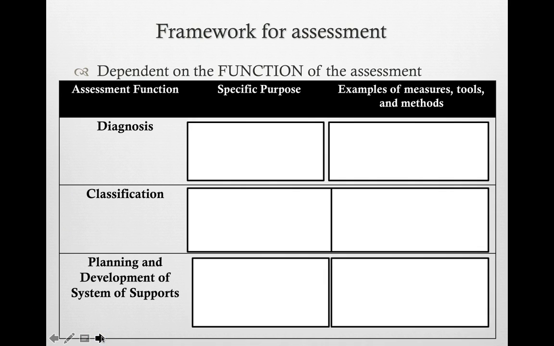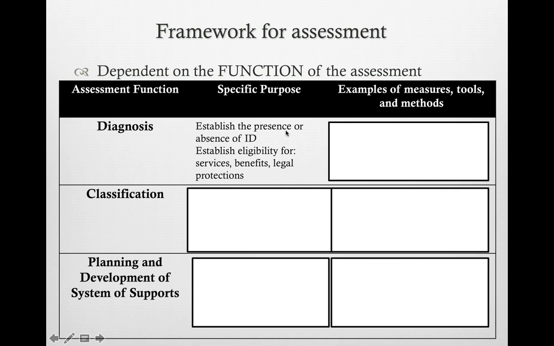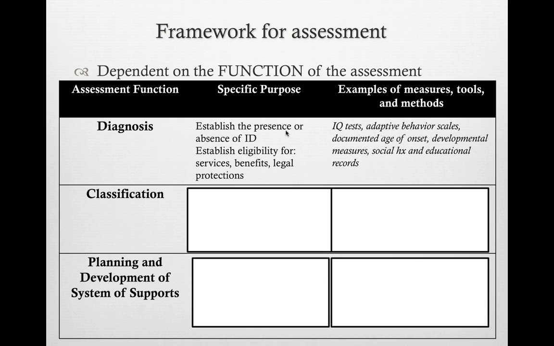All right, so looking at our framework for assessment, we really want to, again, have a good understanding of the function or the reason why we're doing our assessment, so we know what tools and measures and methods we might use. So again, the first function is diagnosis, and that's to say whether or not somebody, yes, does have the disability or doesn't. And then that is the first step when we're determining eligibility for services, benefits, or legal protections. Things that you might use are IQ tests and adaptive behavior scales, which we're going to talk about again in the next couple of lectures.